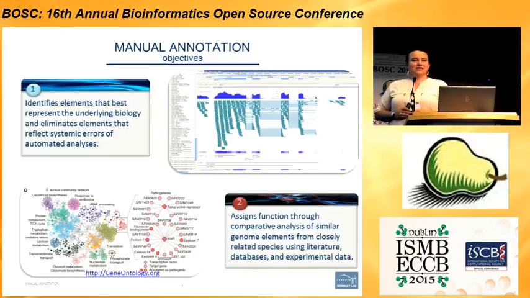In terms of genome curation, manual annotation, we actually see it as a necessary step. Manual annotation tries to identify those portions and genomic elements that best represent the biology of the genome of interest in a way that eliminates the majority of the errors that are inserted by the sequencing technologies of late. But also manual annotation helps us in assigning function through comparative analysis using proteins and sequences from phylogenetically related organisms, hoping that using the literature databases and experimental data will get us to a better representation of each of those genomic elements.